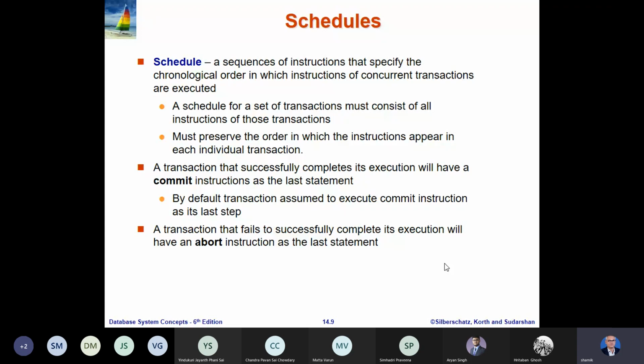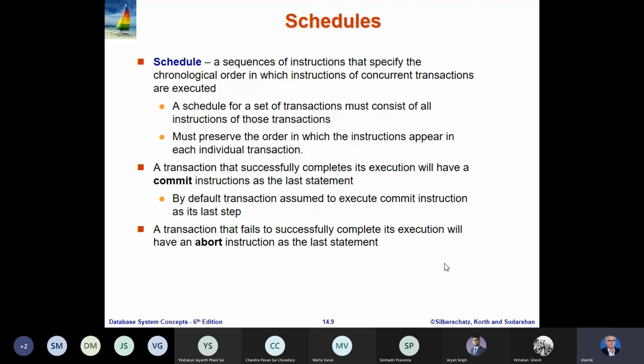Even with two transactions T1 and T2, if T1 has 3 instructions and T2 has 2 instructions, you see that these 5 instructions can be intermingled in so many different ways, each giving rise to a different possible schedule. So let us see what is meant by a schedule.